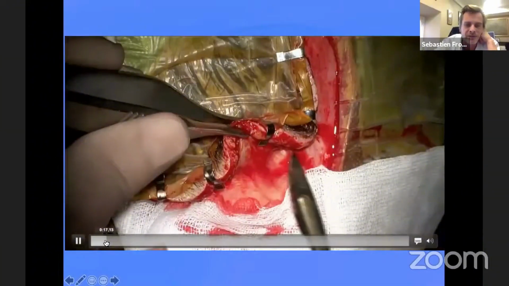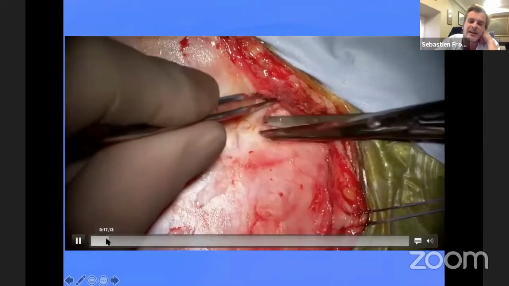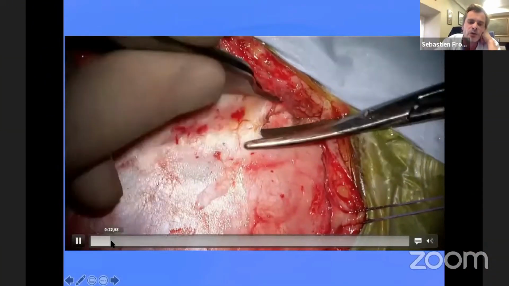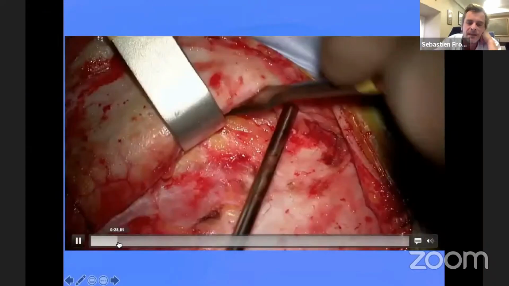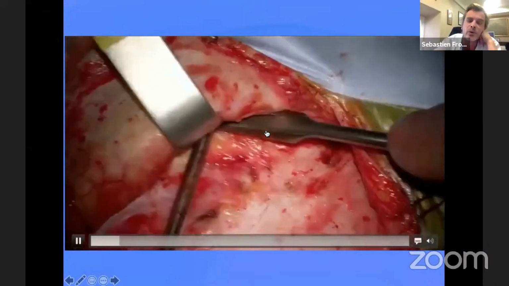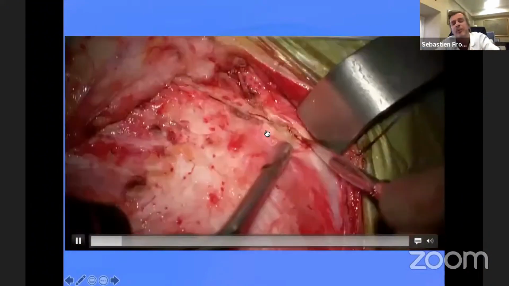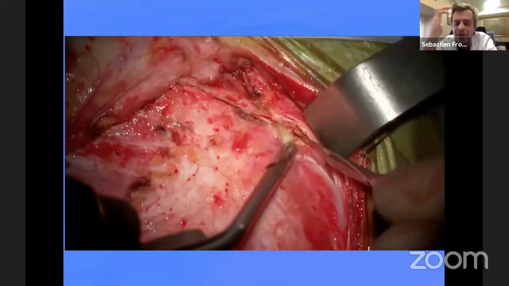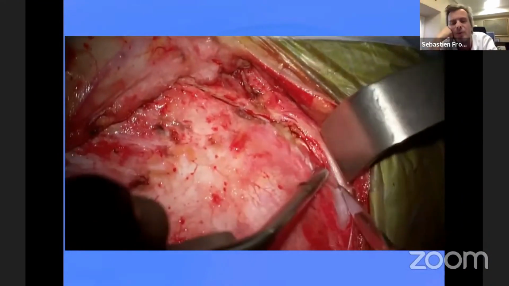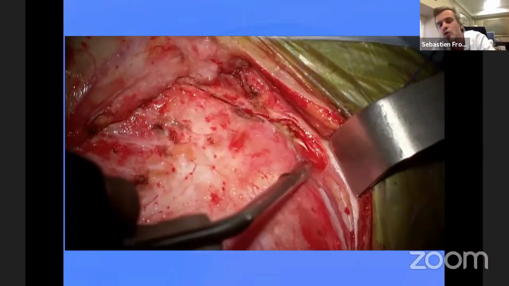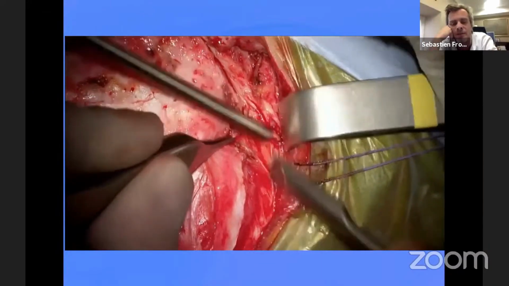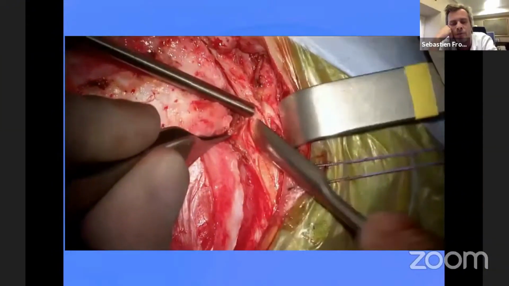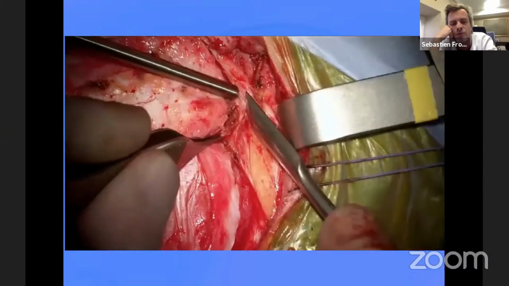I'm going to go faster. Here is the interfascial dissection. Again, to retract the skin flap more anteriorly. I expose here the root of the zygoma. It's very important because it gives you anterior exposure. If you don't expose it, you may be too posterior compared to your target of the anterior petrous bone.